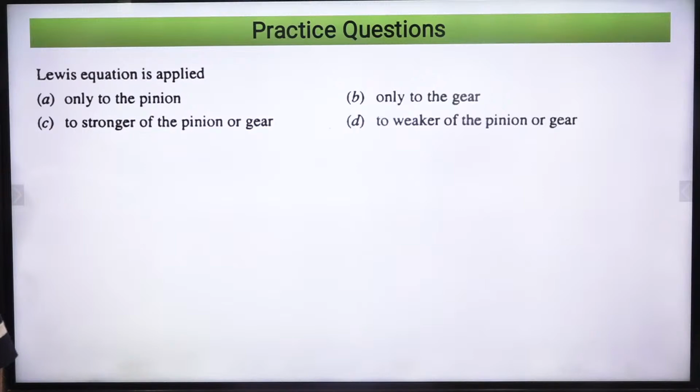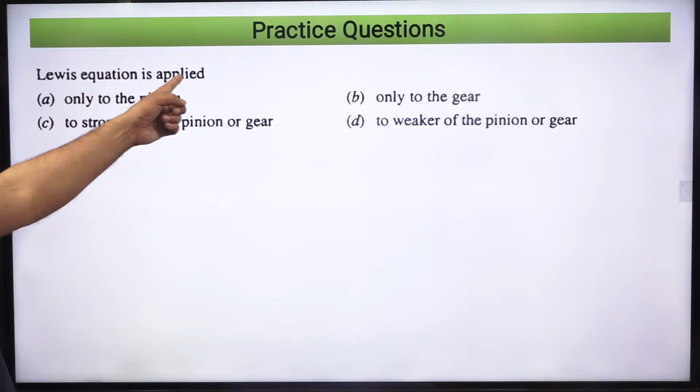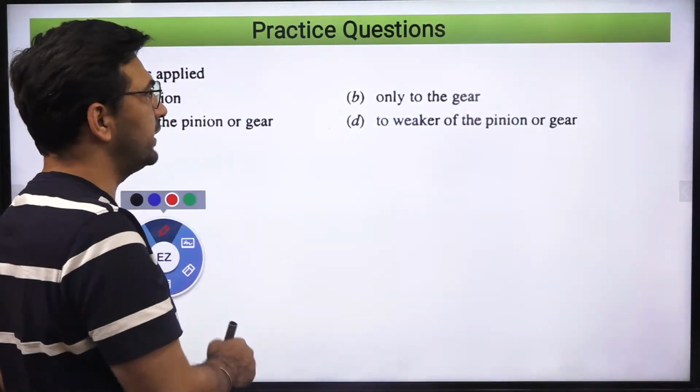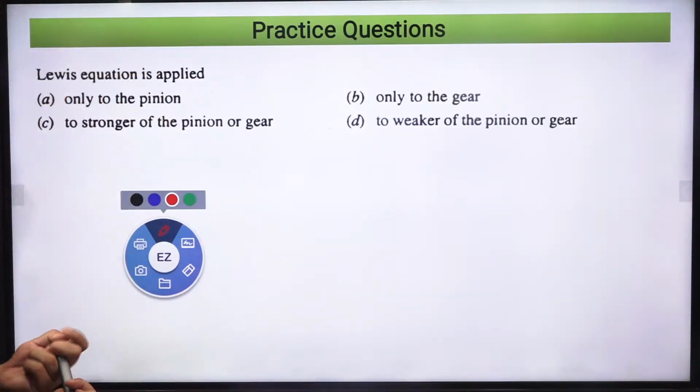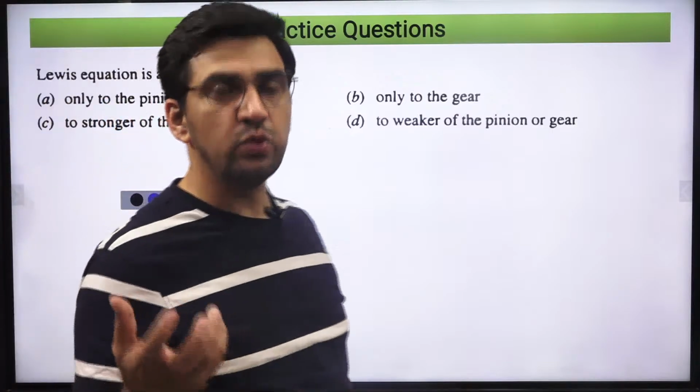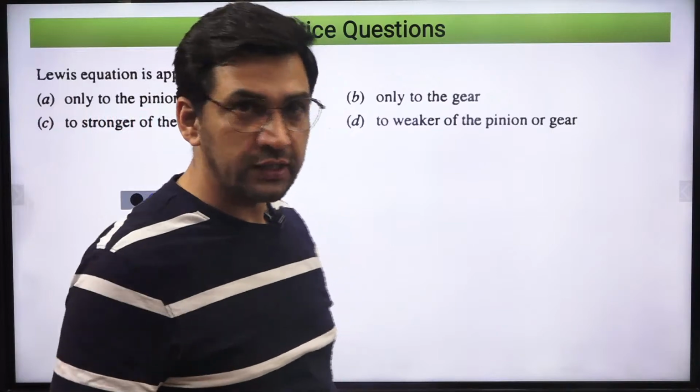Okay, just go to this one. I think since I have explained it over here, you will be able to answer it. Lewis equation is applied, obviously. To which one is it applied? Only to gear, only to pinion, or to the stronger of the pinion or gear? Basically, we are making use of the Lewis equation for the design of the gears, right?